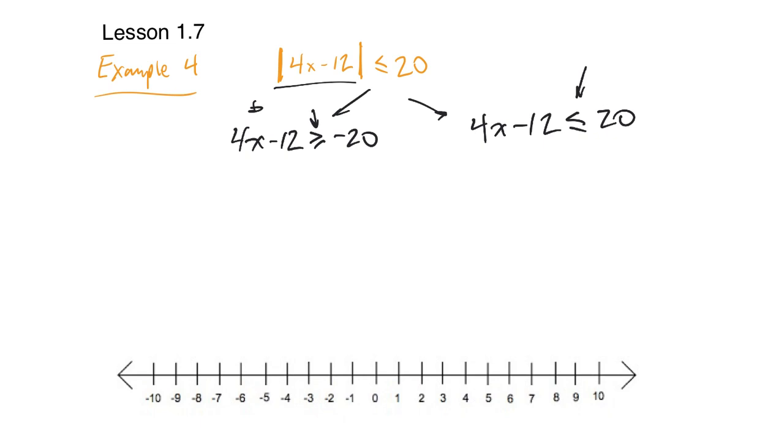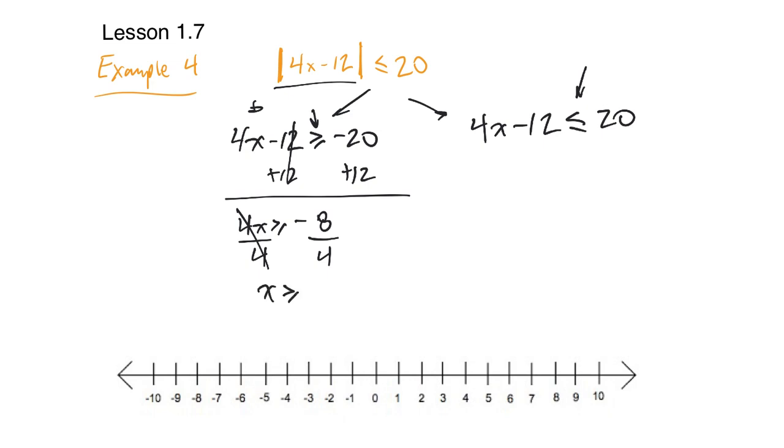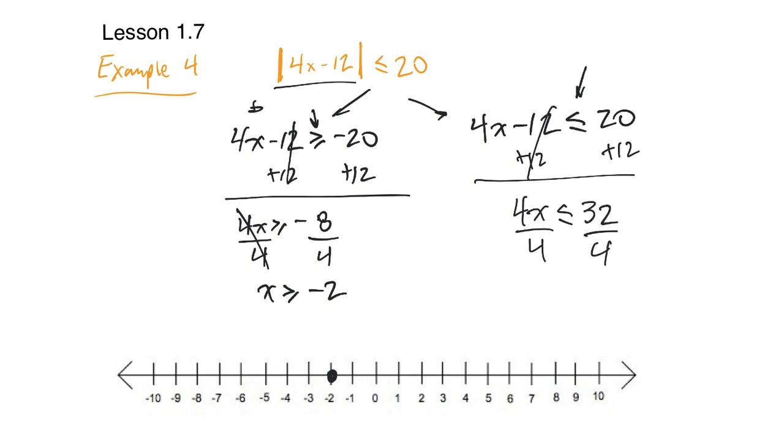Let's solve this one first. Add 12 to both sides. I get 4x is greater than or equal to negative 8. Divide both sides by 4, and I get x is greater than or equal to negative 2. Here, do the same thing. I solve to get x by itself. I isolate the variable. In order to do that, I add 12 to both sides, and I get 4x is less than or equal to 32. Divide both sides by 4, and I get x is less than or equal to 8.